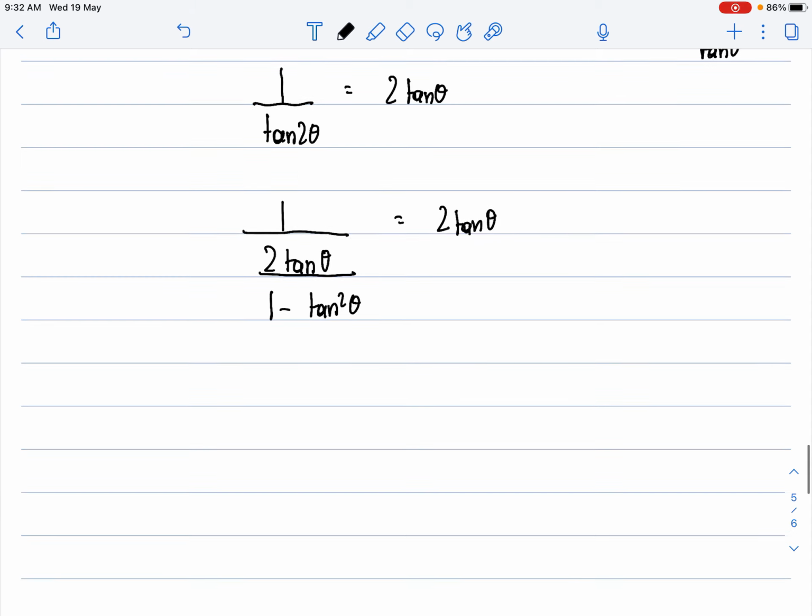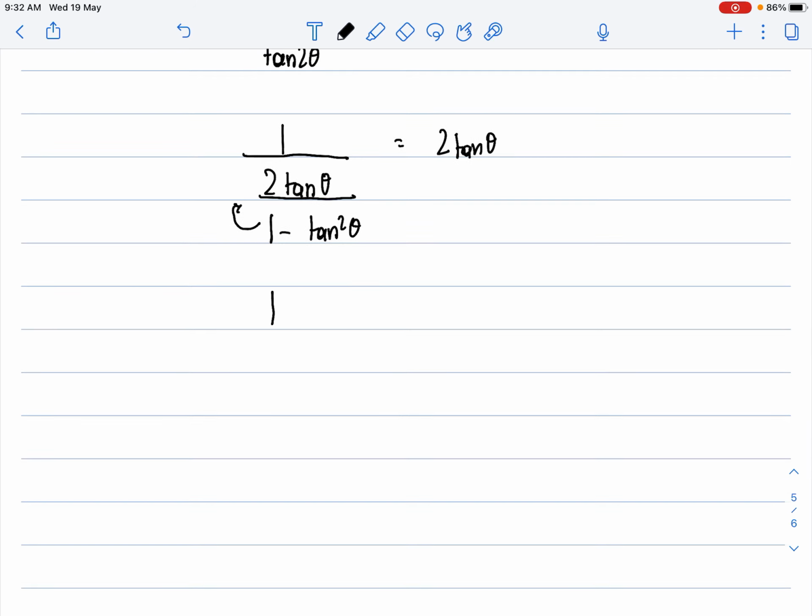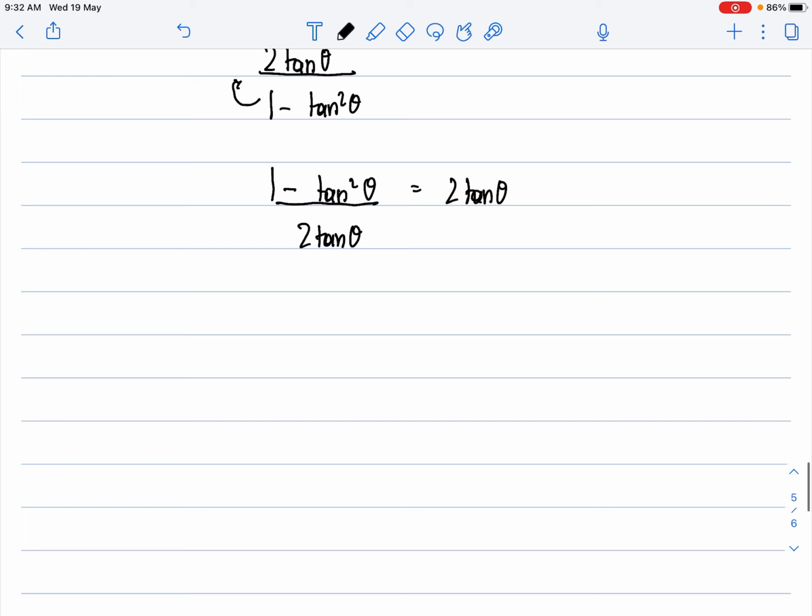Now what I can do is I can basically take this up. I can write this as 1 minus tan square theta over 2 tan theta is equal to 2 tan theta. So now I can write this as 1 minus tan square theta equals to 2 tan theta into 2 tan theta, correct? I can basically take this to this side.